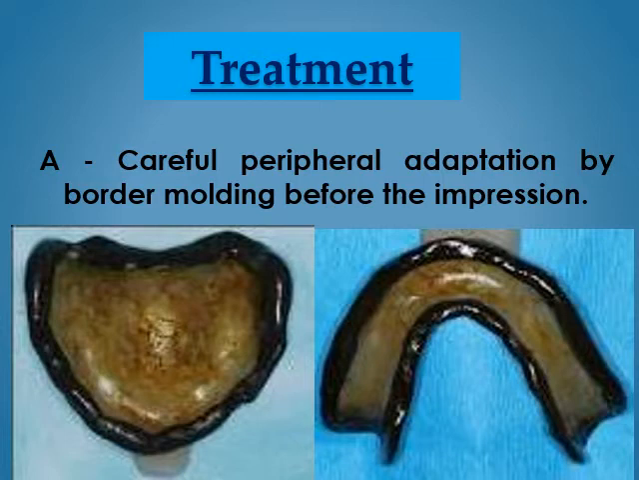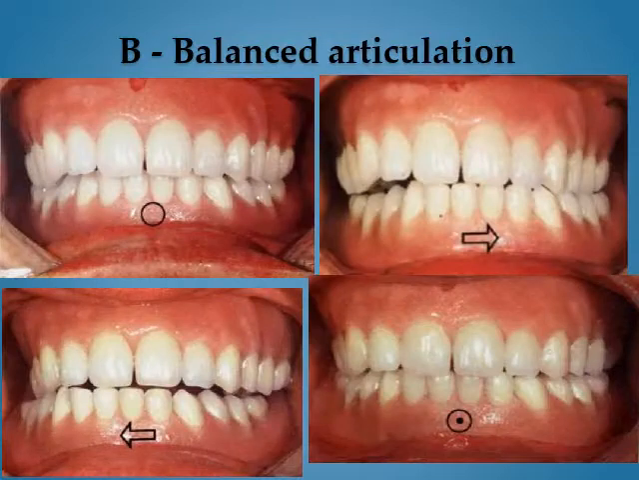ان احنا زي ما بنعمل في السكندري امبريشن بنعمل border molding بالكومباوند، green stick compound. لازم التريسنج يبقى كويس جدا قبل ما ناخد الفاينل امبريشن. Balanced articulation.